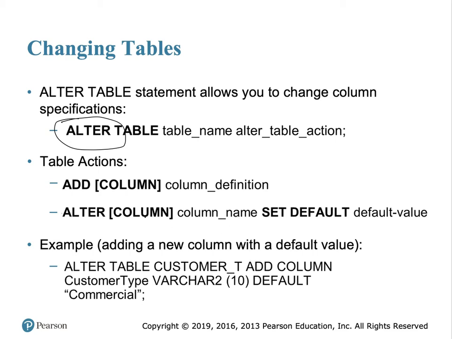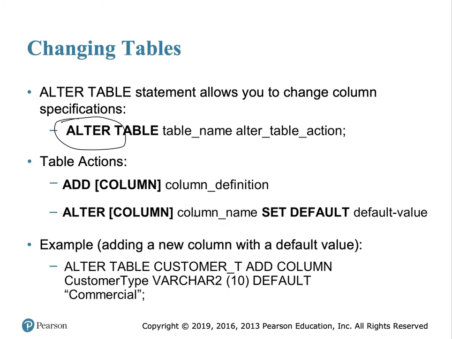Or you might change an existing column using the alter column command. For example, you might want to add a default value, or you might want to change the column type. So let's say you started off with something as an integer, and then you realize you need to store floating point numbers. You can change the column type from, say, integer to float.